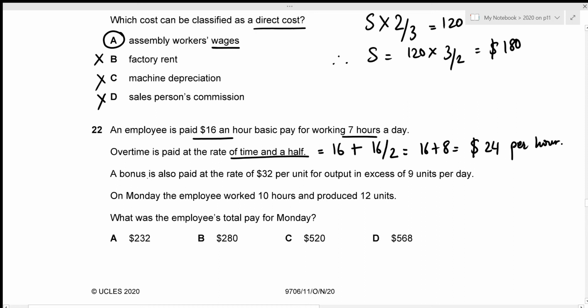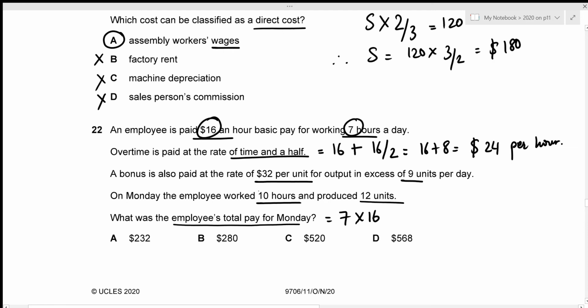Alright, then a bonus is also paid at the rate of 32 per unit for output in excess of 9 units per day. Then on Monday, the employee worked 10 hours and produced 12 units. We just need to figure out the employee's total pay for Monday. So we start with the basic rate. For 7 hours, we pay 16. So that's going to be 7 times 16.